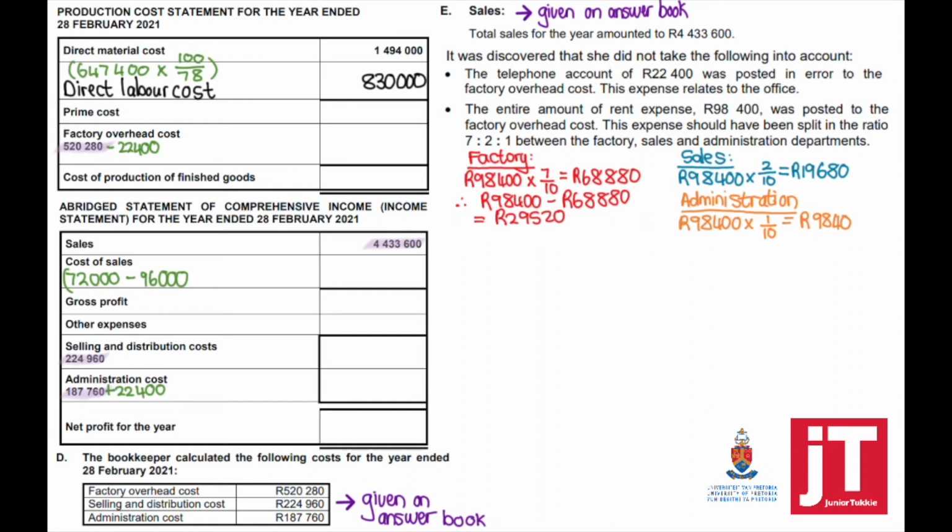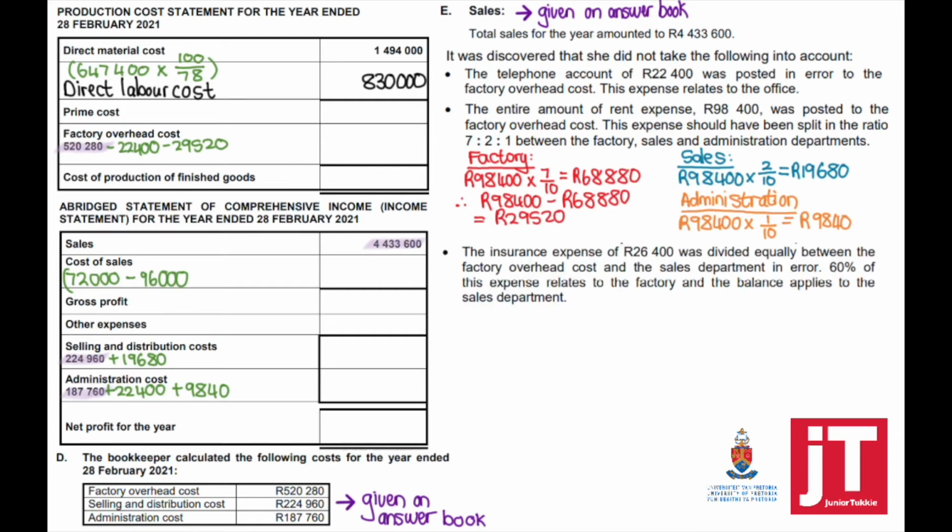9,840. So when we're completing this now on our production cost statement and the statement of comprehensive income, we're first going to look at the factory overhead cost. We need to say minus 29,520. For my selling and distribution, plus 19,680. And for administration, plus 9,840. Again, a reminder, different ways in which we can get to exactly the same answer.